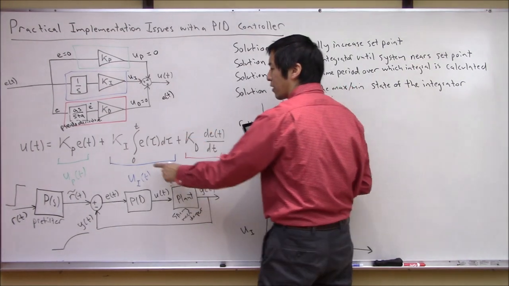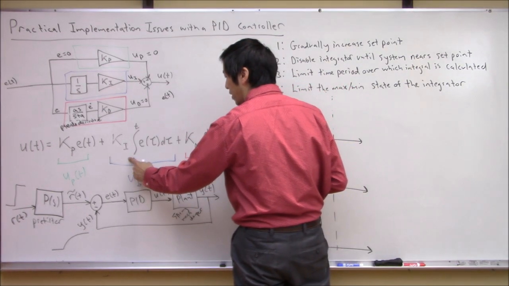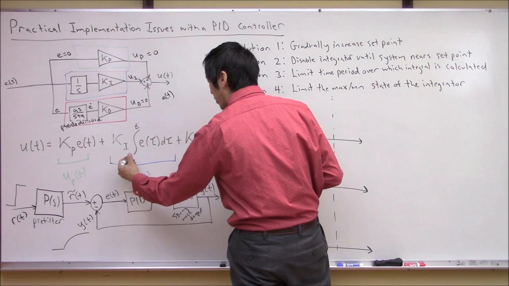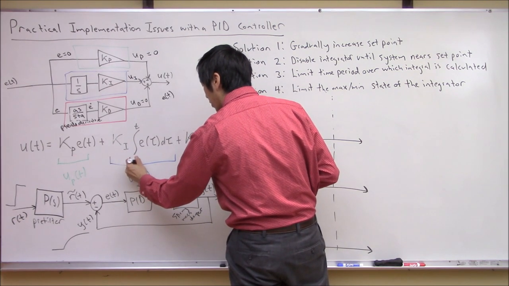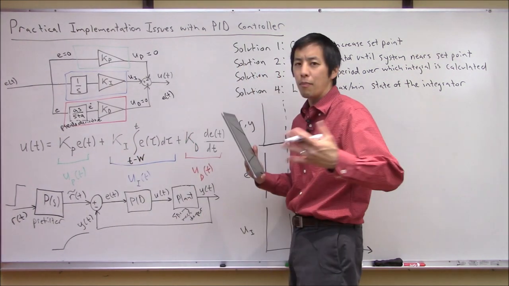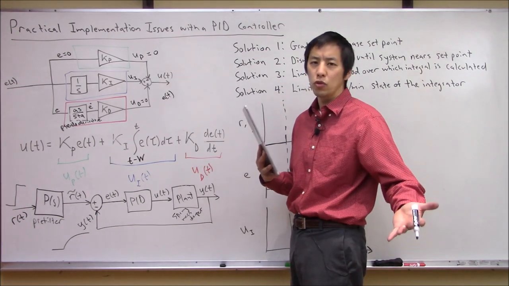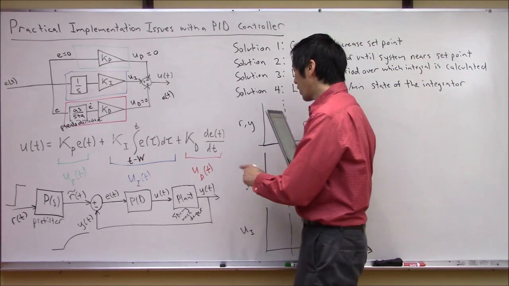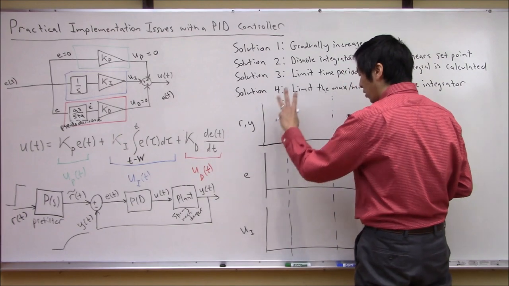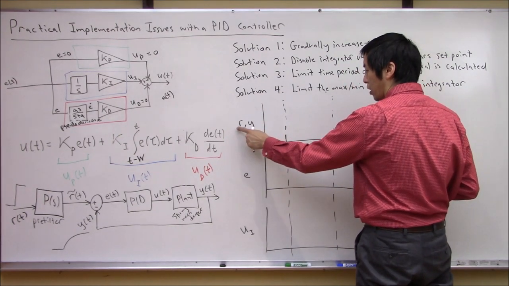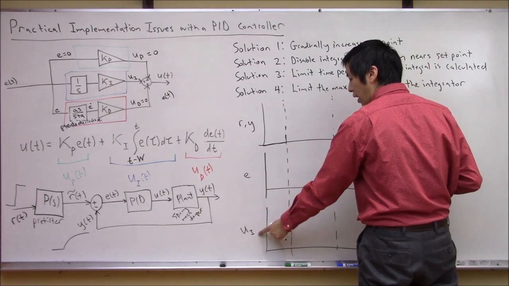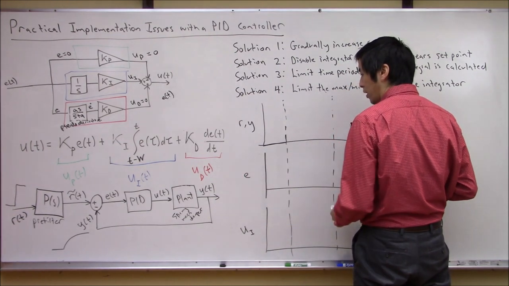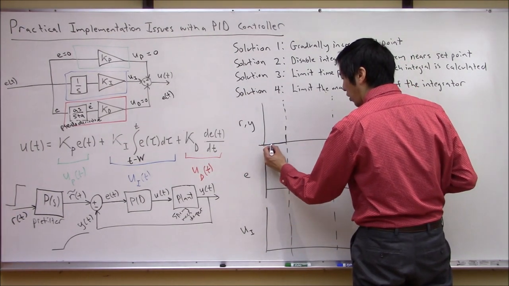So what I mean by that is, like I said, instead of integrating from time 0, maybe integrate from time T minus W, where W is the number of seconds in the past you want to pay attention to. So what that looks like in a picture is, again, let's look at the command, the response, the error, and the integrator signal. This is similar to what we looked at earlier. And again, let's go with our step input.